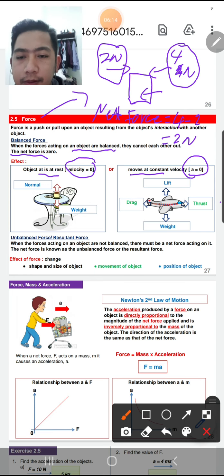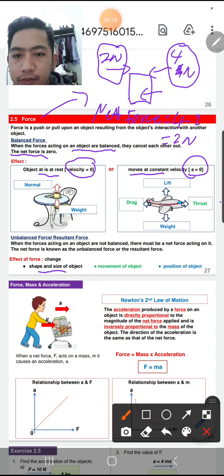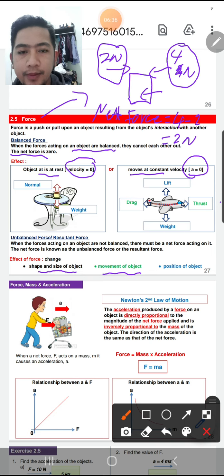Okay, next, what is the effect of force? Okay, when the force is applied to an object, the effect is change in shape and size of the object. This is the first effect. The second one, the effect of force is to change the movement of the object and the position of the object.